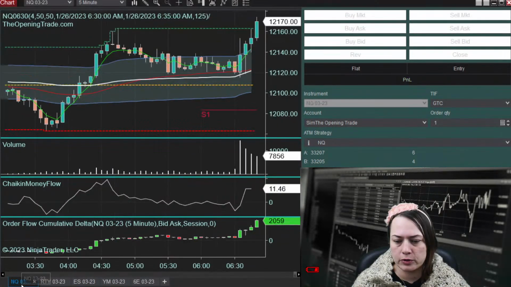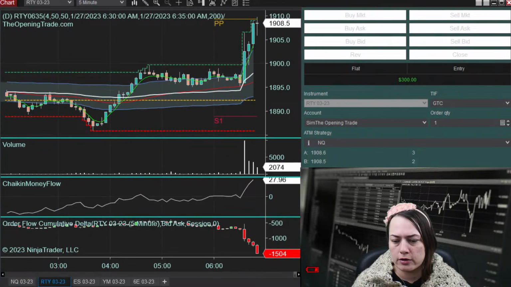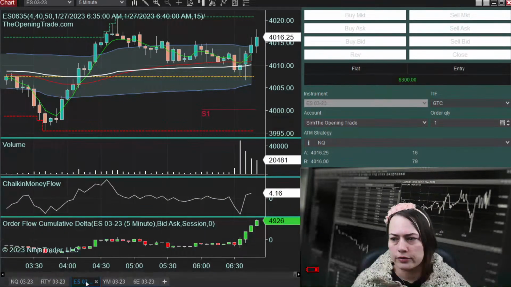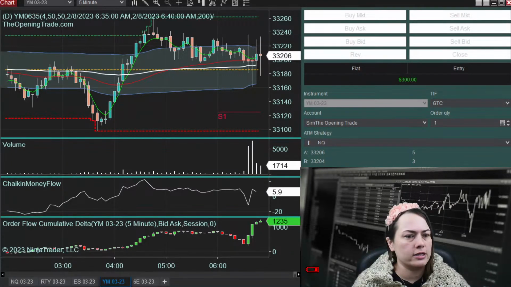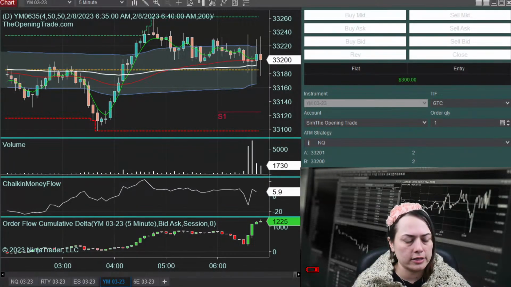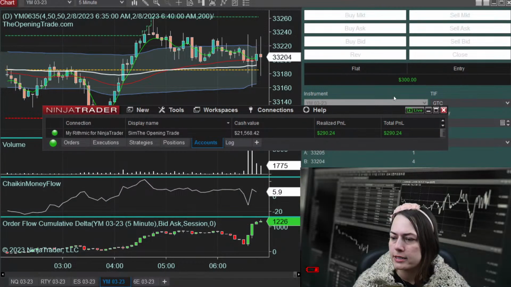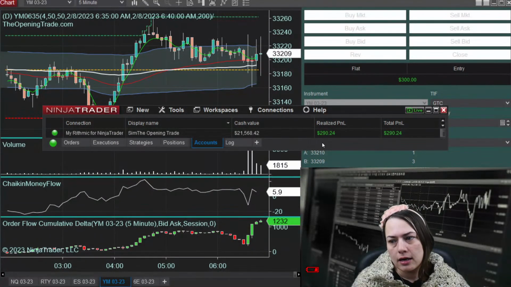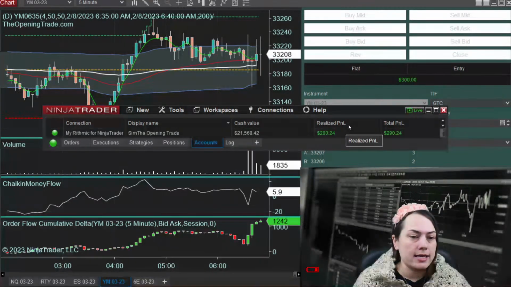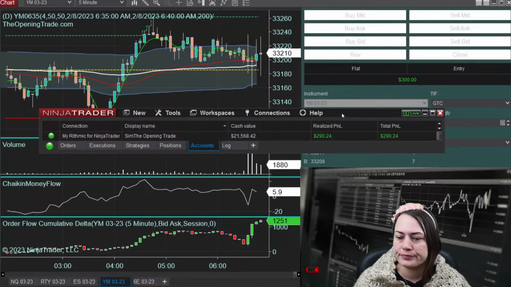All right, now let's flip through our charts. Here we go. All right, so now let's take a look at our simulated account balance. Let me drag this buddy over. All right, so we won $300 after we pay our fees. It's $290.24. Again, refer to your provider for your own fee schedule.